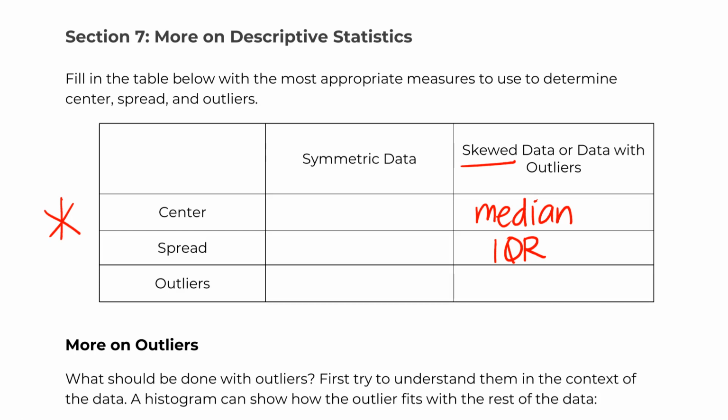For symmetric data, that's when we get to use the mean and the standard deviation. Both of these measures look at every single data value, so they have a lot more information in them. The only issue is we shouldn't use them if some of that information is potentially problematic and going to skew our results. All right, so then we have our outliers.